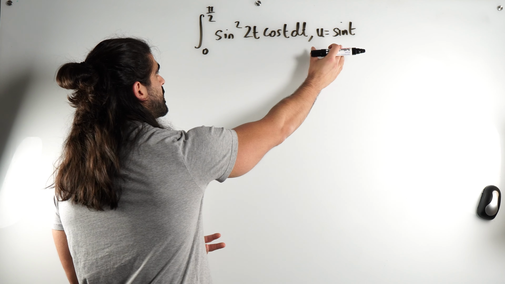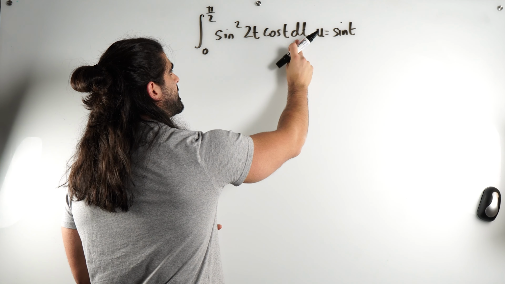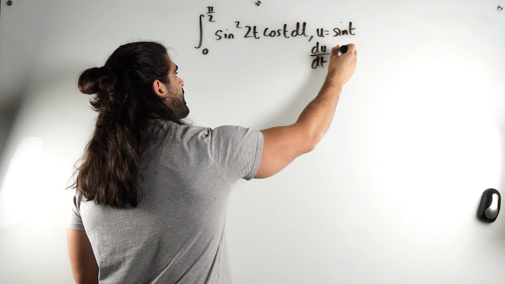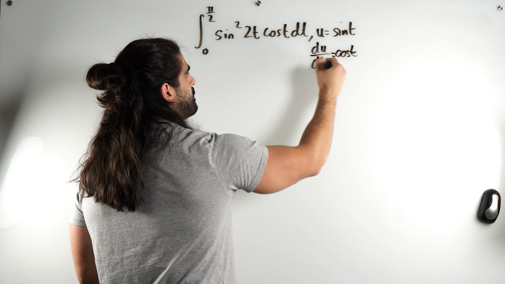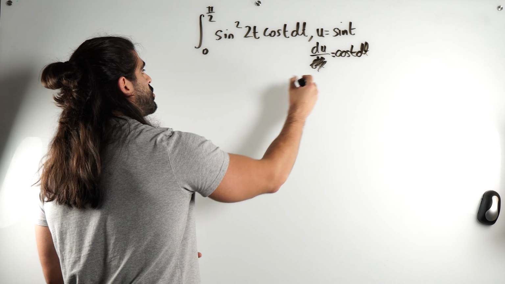So use substitution here to evaluate this. U is sine t. We're going to change dt into du by differentiating. Sine differentiates to cos, and we're going to multiply through by dt. The next thing I'm going to do is change the limits.